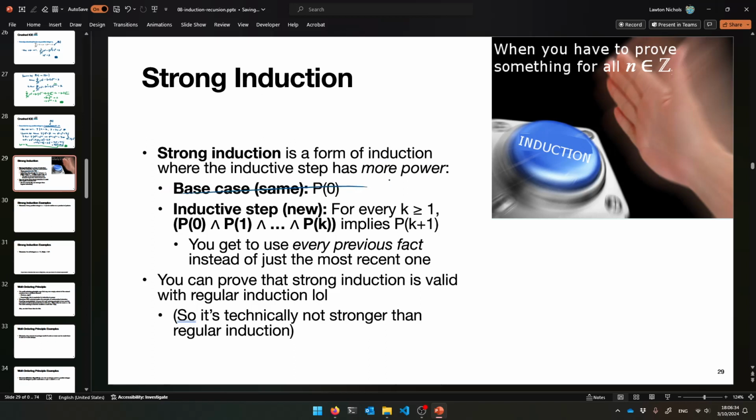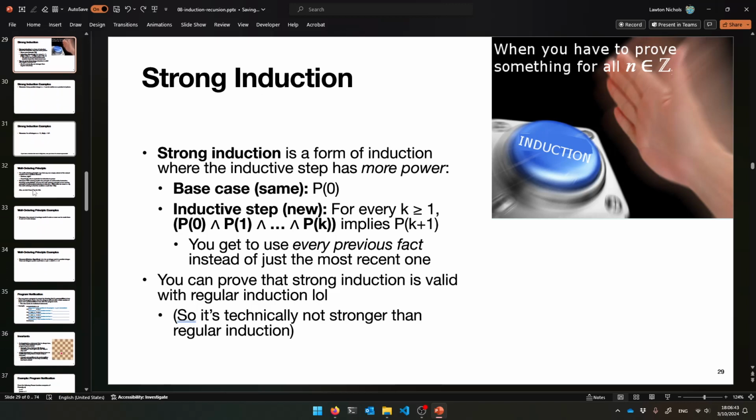And so here's what strong induction is about. Again, you prove your base case. You say P of 0. You got to show it at the start, once and for all. So that's still the same. Your inductive step changes. You prove that for every k greater than or equal to 1, so after the base case, assume not just P of k implies P of k plus 1, but assume that everybody before, P of 0, P of 1, all the way up to P of k, all of those imply P of k plus 1.